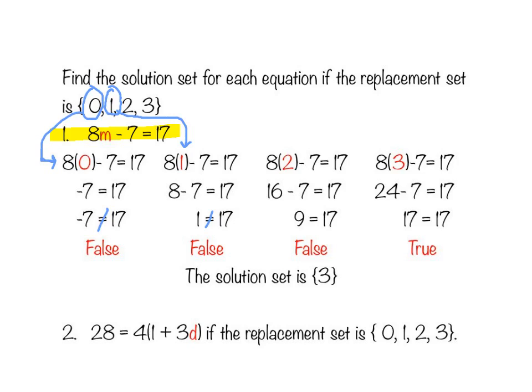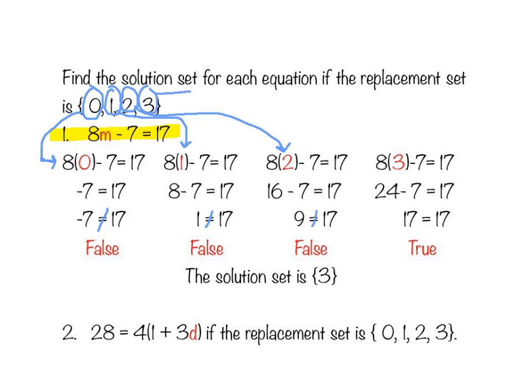All right, so let's continue. Let's go ahead and substitute 2 for m and see if that's the solution. 8 times 2 minus 7 is 17. 8 times 2 is 16. 16 minus 7 is 9. Is 9 equal to 17? No, it's not. Therefore, 2 is not a solution either.